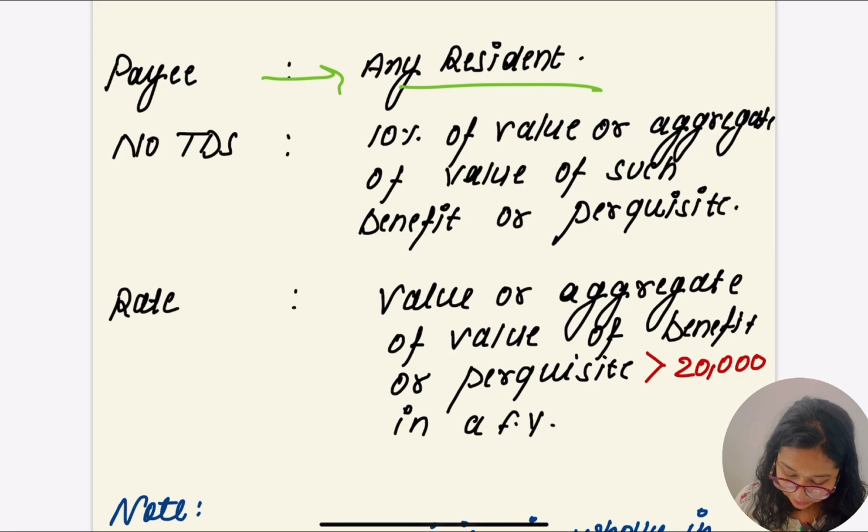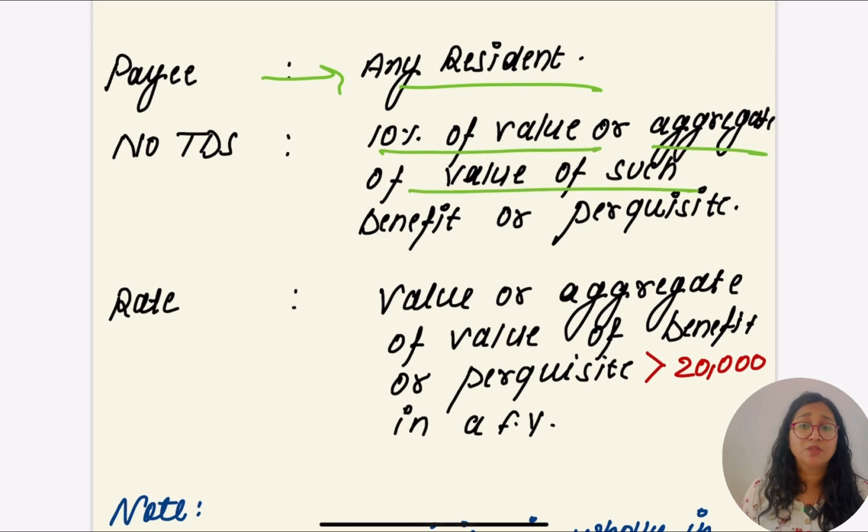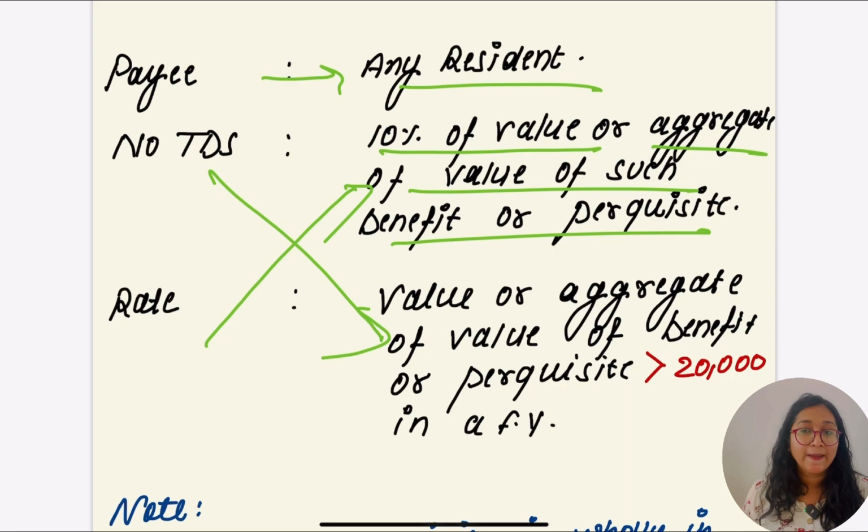No TDS, 10% of value of aggregate of value of such benefit or perquisite. But what is the actual limit? I have actually written cross. The limit is up to 20 lakh. If the benefit or the perquisite is given to the payee, in that case if the value is up to 20 lakh, no TDS is going to be deductible. But what if it exceeds 20,000? It's not 20 lakh, it's 20,000.